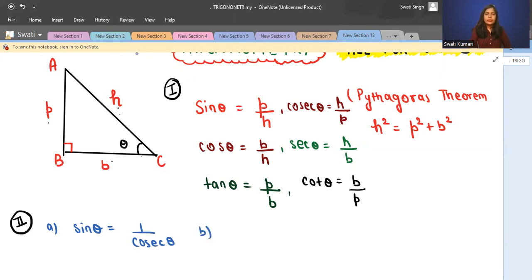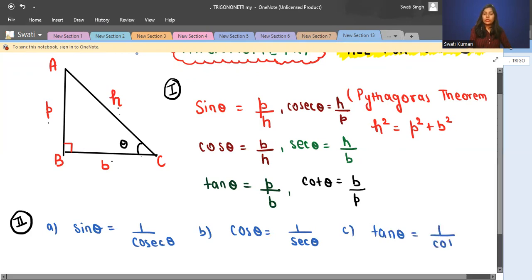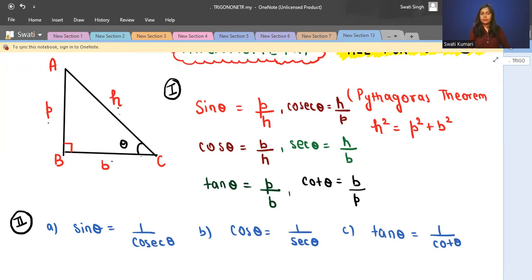Okay, the next one is cos theta is equal to 1 upon sec theta, or sec theta is 1 upon cos theta. The next one, which is the relation between tan theta and cot theta, which is tan theta is equal to 1 upon cot theta. Okay, so this is our second set of the formula. Now, it is very much important to know the relationship between sine theta and cos theta, tan theta and sec theta, cosec theta and cot theta. So let us talk on that as well.